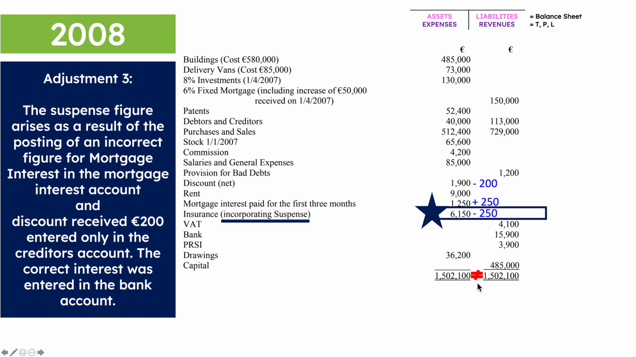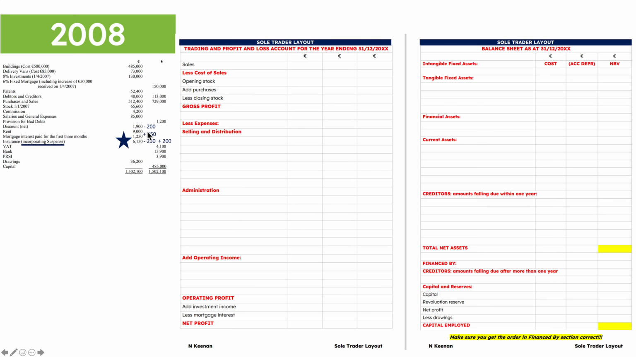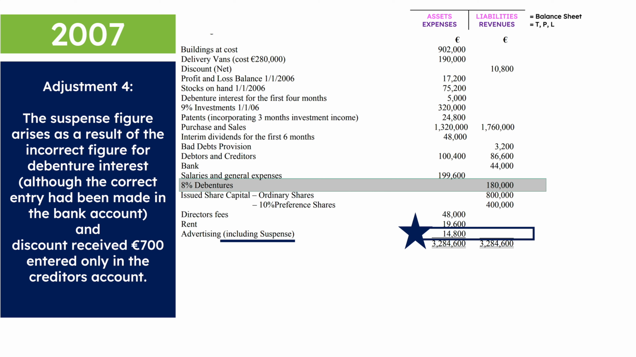Now my debit sides, credit sides don't equal. So I will have to add 200 to my insurance, which is my item incorporating suspense, to get those to equal again. So how's it going to look in the accounts? You've got discount allowed 1900 but minus the discount received. You've got mortgage interest due 1,500 minus the amount for the year instead of the 1250, and then the insurance in the admin expenses 6150 minus 250 plus 200, and that's the 2008 one done.